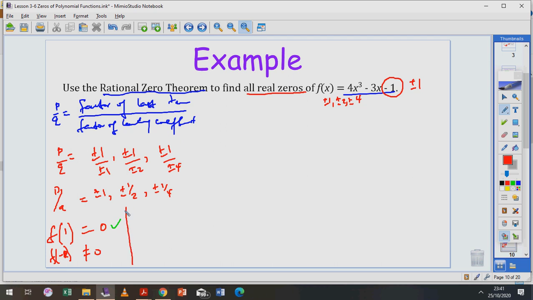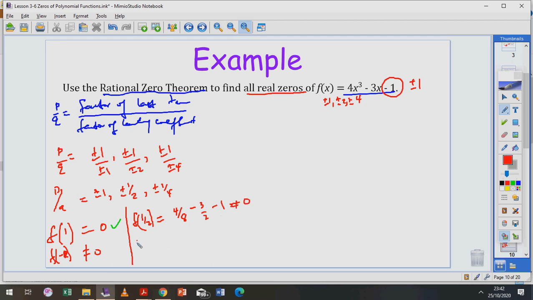Moving on, I'll move on to half. I put f of positive half, that will be 4 out of 8. Again, you can use your calculator, you don't have to do the arithmetic in your head. Minus 3 out of 2 minus 1. 4 out of 8 is the same as a half, which is 0.5. Negative 3 out of 2 is the same as negative 1.5. So 0.5 minus 1.5 is minus 1. So basically this does not give me 0.